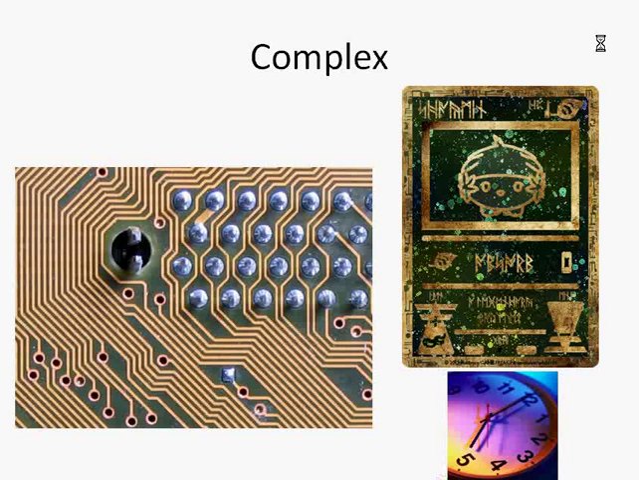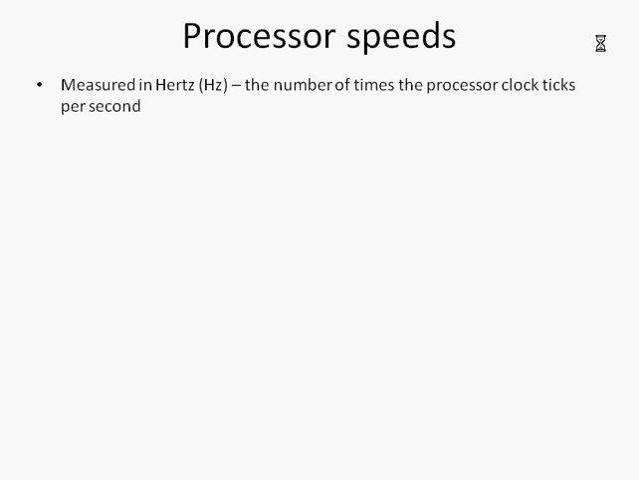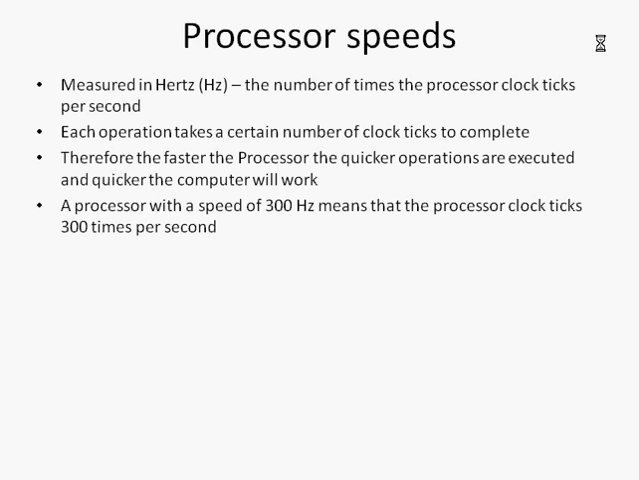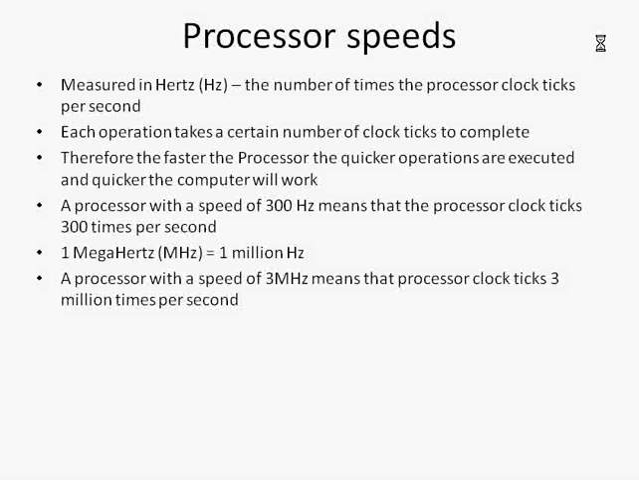So a little bit about the processor clock first of all. Processor speeds are measured in hertz, Hz, and this is the number of times the processor clock ticks per second. Each operation takes a certain number of clock ticks to complete. Therefore, the faster the processor, the quicker operations are executed, and the quicker the computer will work. A processor with a speed of 300 Hz means that the processor clock ticks 300 times per second. 1 MHz equals 1 million Hz. Therefore, a processor with a speed of 3 MHz means the processor clock ticks 3 million times per second.